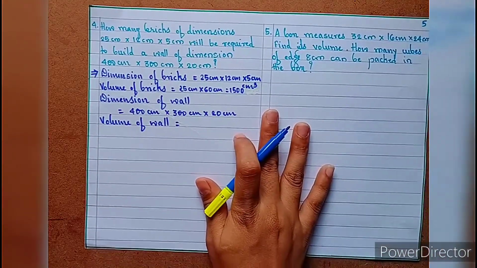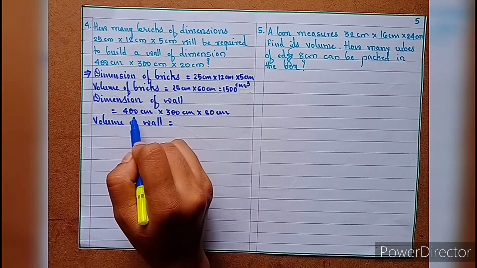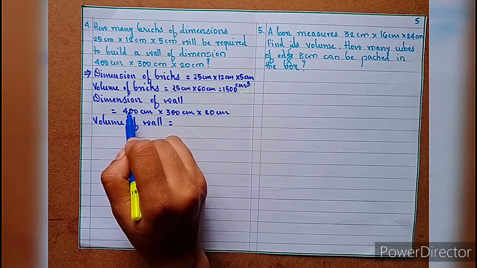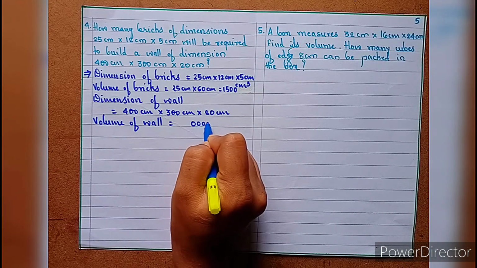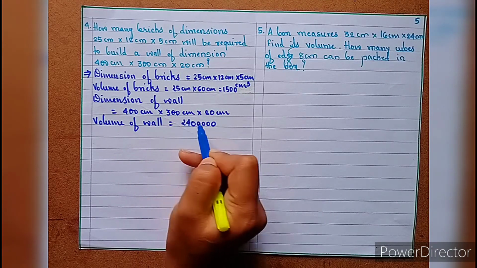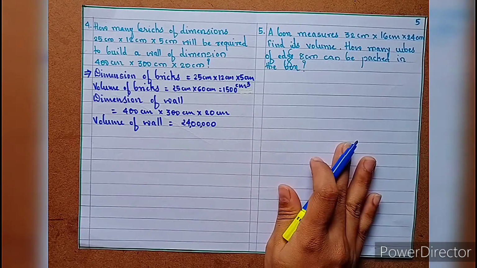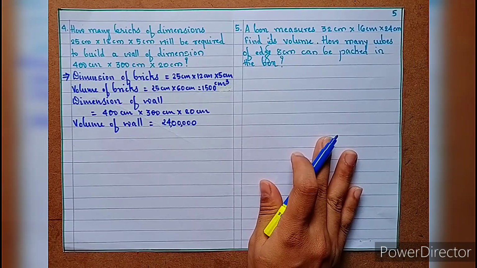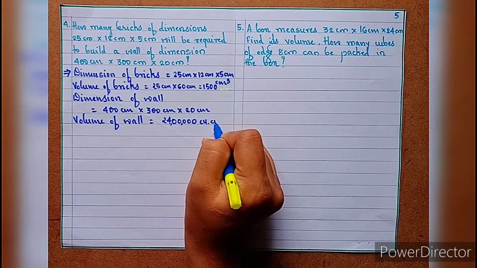So to find the volume of wall, let's multiply them together. While multiplying we have to first follow the zeros. 1 2 3 4 5. So let's write 5 zeros first. Then 4 3s are 12, 12 2s are 24. Let's put the comma. So now this will be the volume of wall, and it is in cubic centimeter.